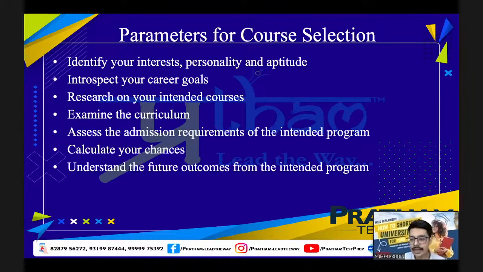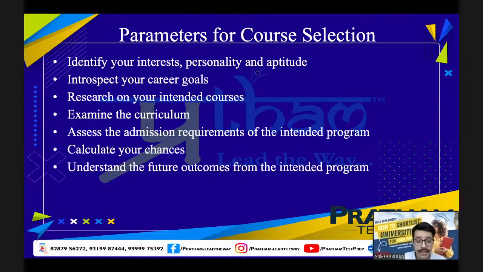Research on your intended courses. What happens usually is that a lot of students, when they think on the lines of going abroad, would not research their courses particularly, and then there would be a lot of surprises in your way, right? So you have to find that particular course which matches your entire comfort factor.